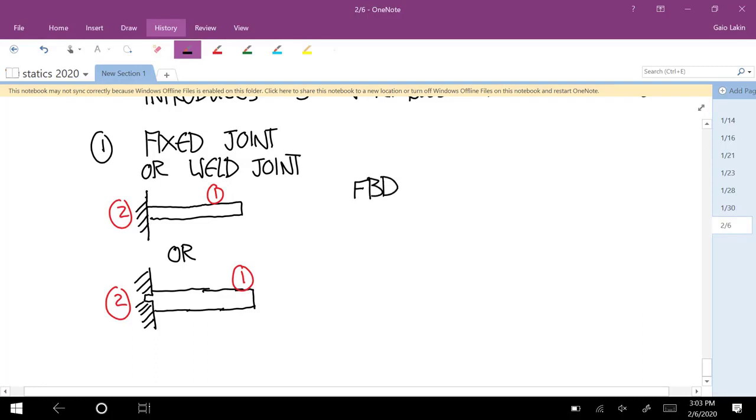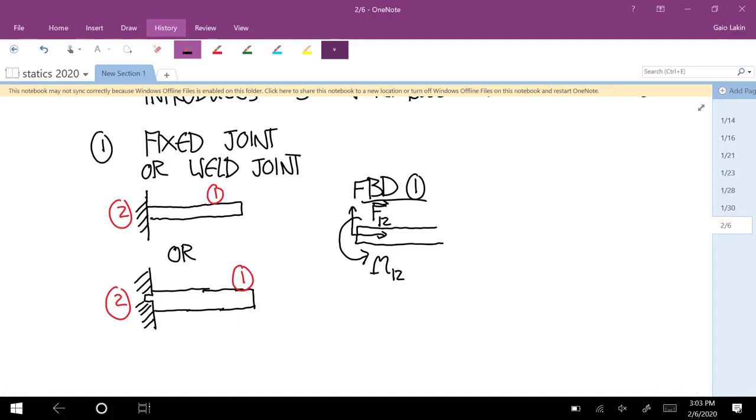A free body diagram of body one, there's a force vector, and that's the force on one by two, because all translation is eliminated. And then there's a couple that we'll call M12. That's the moment on 1/2. And then if you're doing the free body diagram of the other one, well, it can't rotate. Remember, what you're thinking of is the degrees of freedom that are eliminated. It can't move at all.